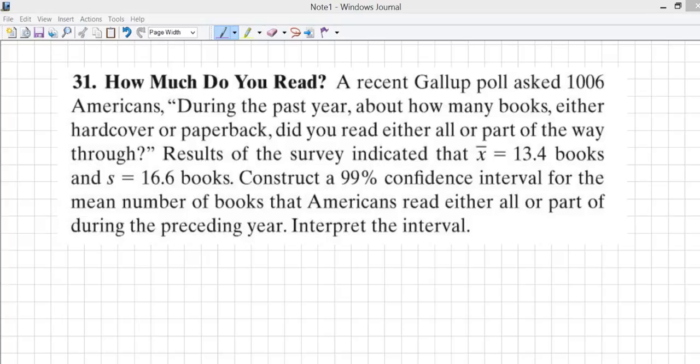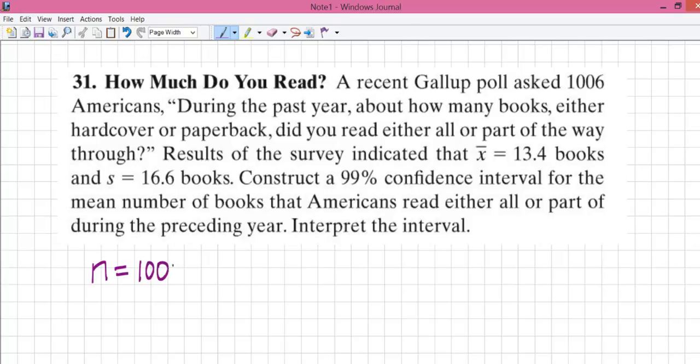A recent Gallup poll asked 1,006 people during the past year about how many books, either hardcover or paperback, did you read either all or parts of the way through. And then we have the following results. So let me go ahead and start writing what we have. A sample of 1,006 people produced the following. We have a sample mean of 13.4 books with a sample standard deviation of 16.6.